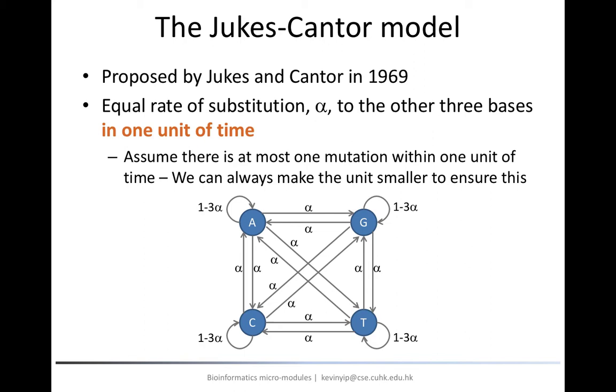This model also assumes that each nucleotide has an equal chance of alpha to be mutated to each of the other 3 nucleotides within one time unit. Correspondingly, the probability for a nucleotide to remain unmutated in one time unit is 1 minus 3 alpha.